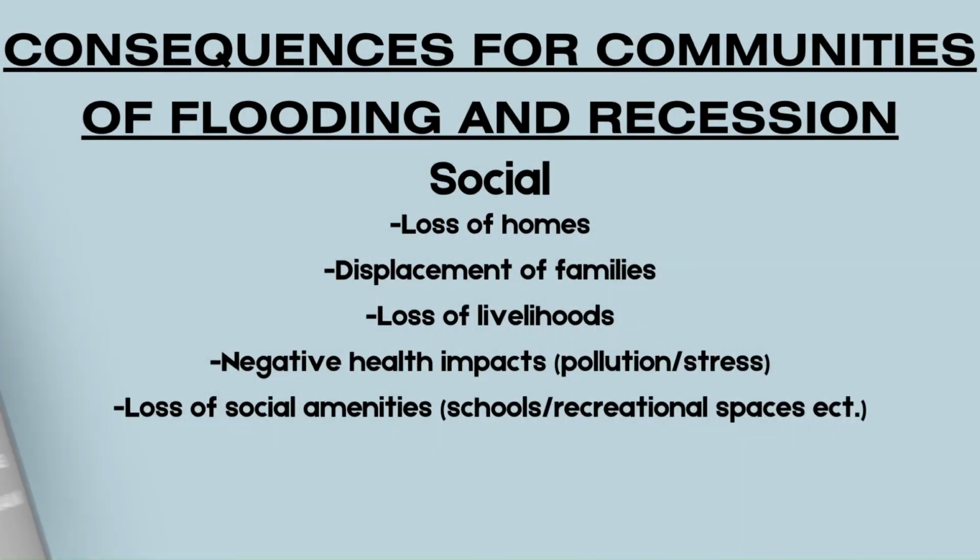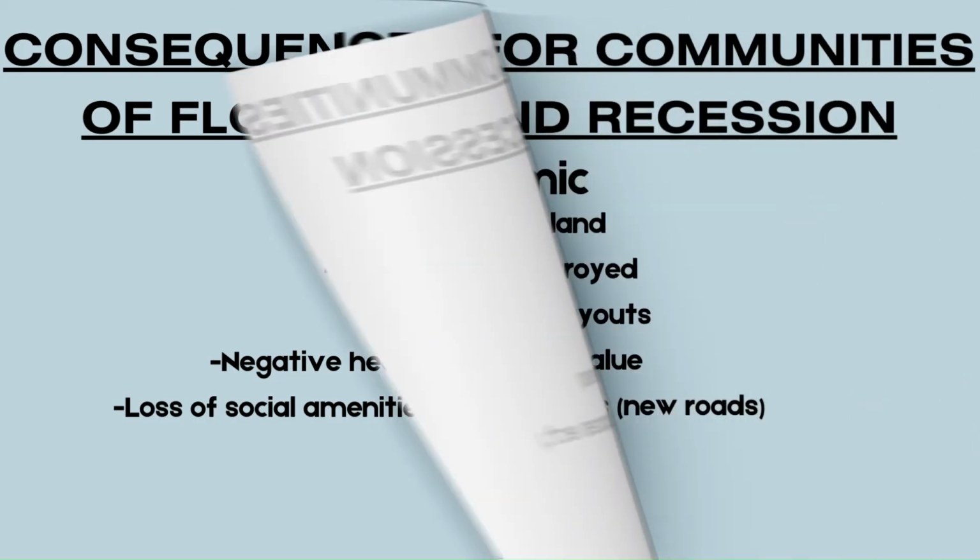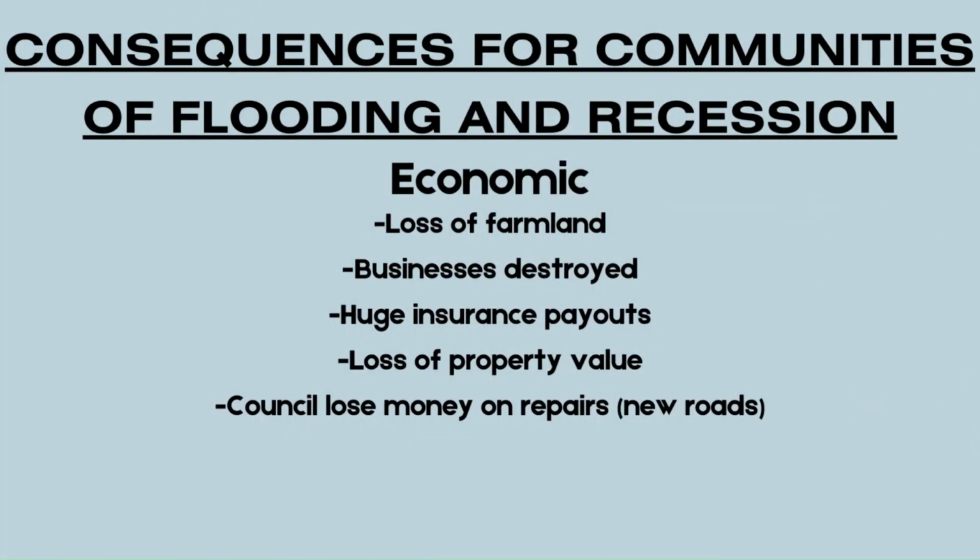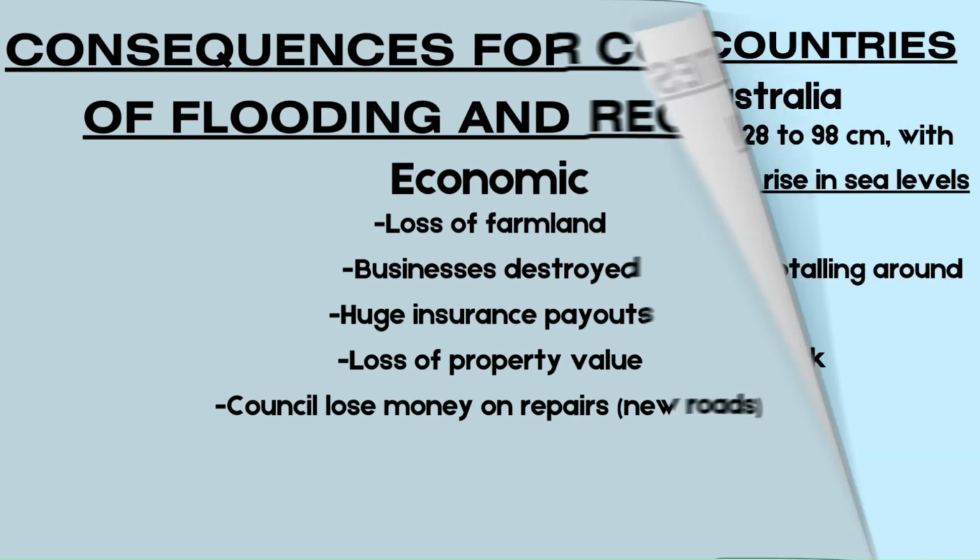Let's begin. Flooding and coastal recession has many social impacts on communities. These include the loss of homes, the displacement of families, the loss of livelihoods, negative health impacts, and the loss of social amenities. Economic impacts include the loss of farmland, the destruction of businesses, huge insurance payouts, a loss of property value, and also the council lose money on repairs, for example, laying new roads.